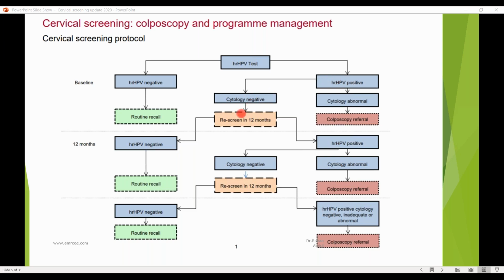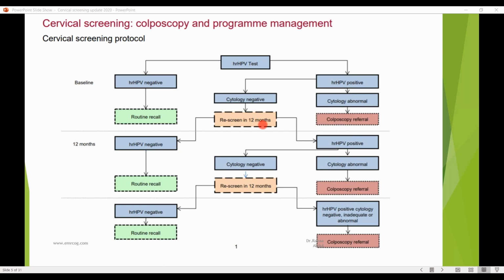Cytology came negative, so give her rescreen in 12 months. While if the cytology came abnormal, you will do a colposcopy referral. And for here, we finished. Which arm is still open for chances? The arm that's still open for chances is this arm here. Well, the cytology came negative, but her HPV positive, and you advised her to rescreen in 12 months.